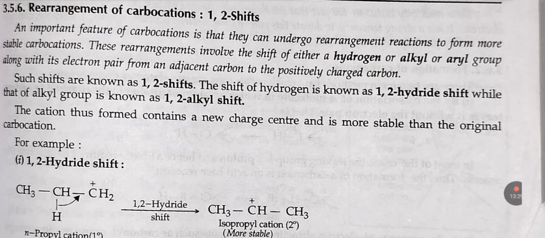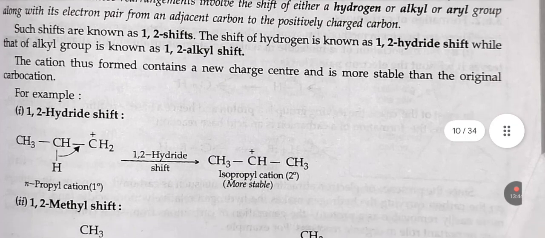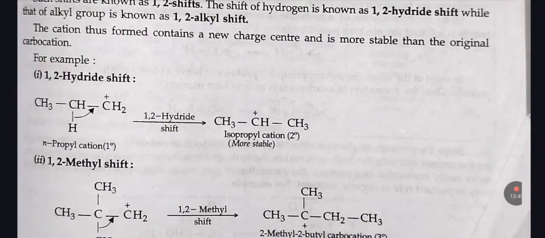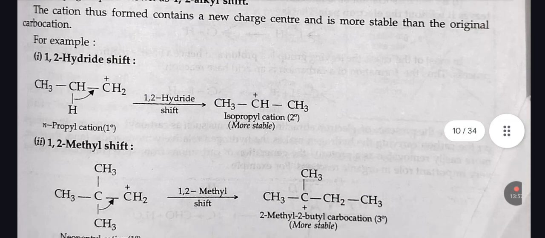This shift of hydrogen is known as a 1-2 hydride shift, while that of an alkyl group is known as a 1-2 alkyl shift. The carbocation thus formed contains a new charge center and is more stable than the original carbocation. For example, 1-2 hydride shift: n-propyl carbocation, on reacting by 1-2 hydride shift, will give rise to isopropyl carbocation, which is secondary and more stable.